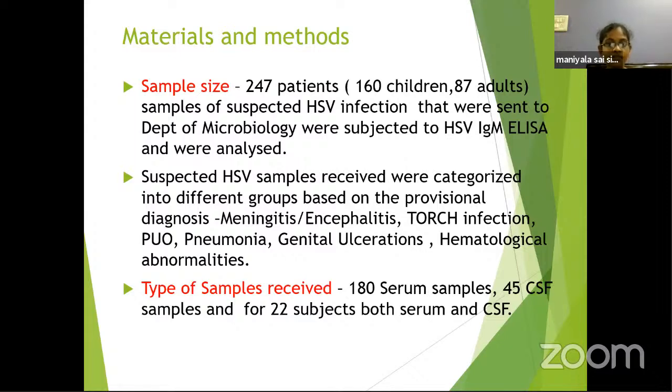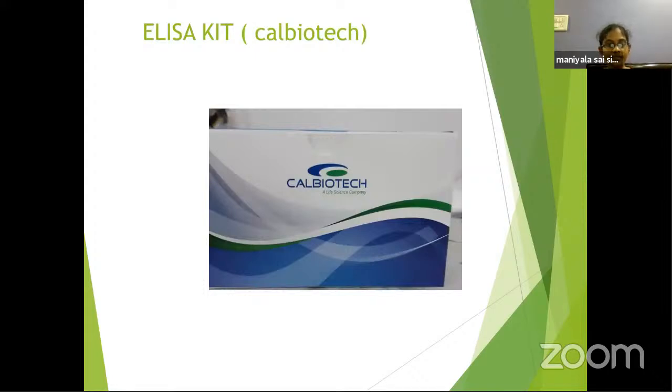These suspected samples received were categorized into different groups based on the diagnosis, such as encephalitis, TORCH infections, pyrexia of unknown origin, pneumonia, genital ulcerations, hematological abnormalities. The type of samples received: 180 serum samples, 45 CSF, and for 22 patients, both serum and CSF were sent. This is the ELISA kit, which is Calbiotech kit used for HSV. It detects type 1 and type 2 both.